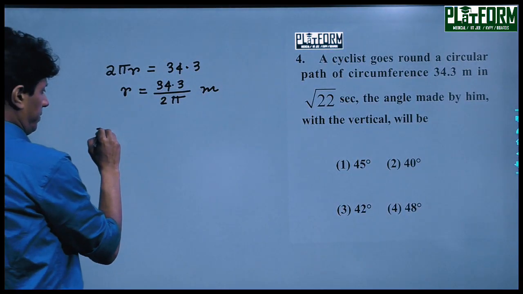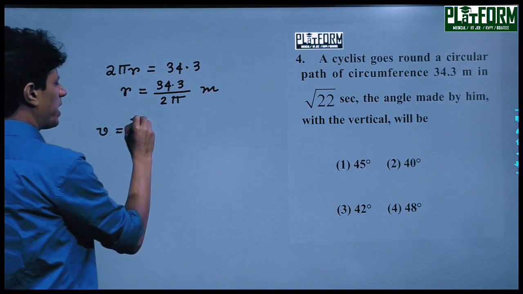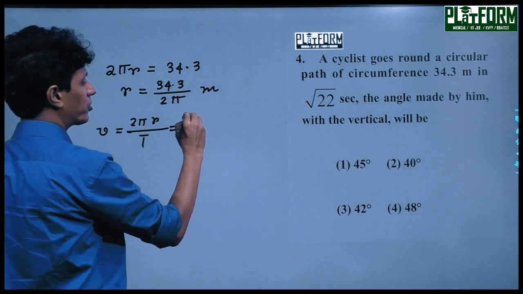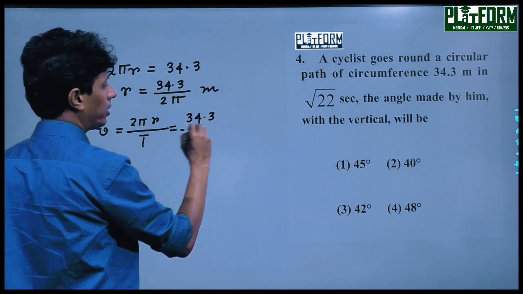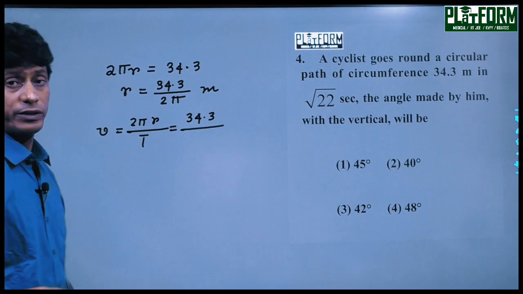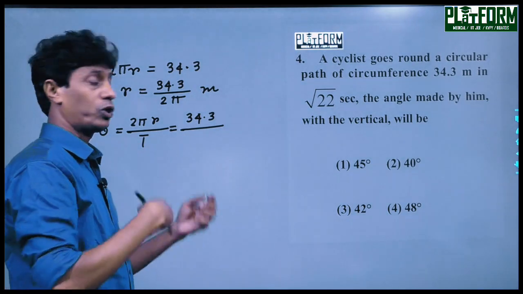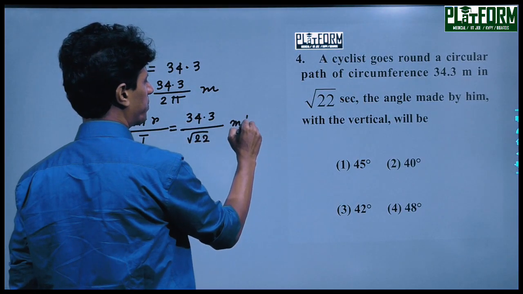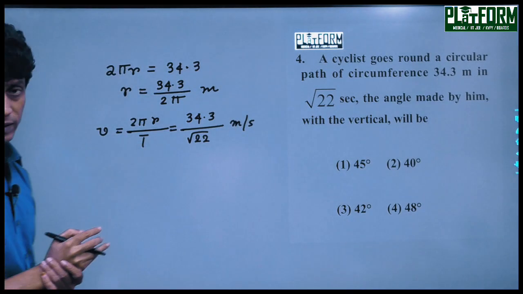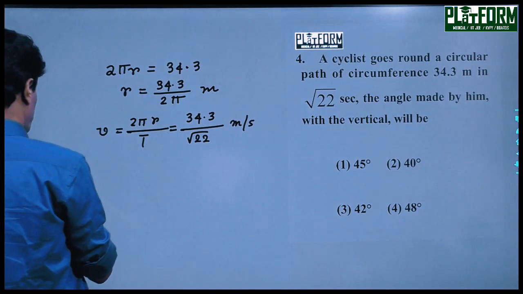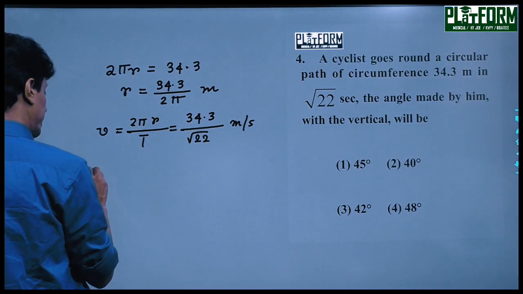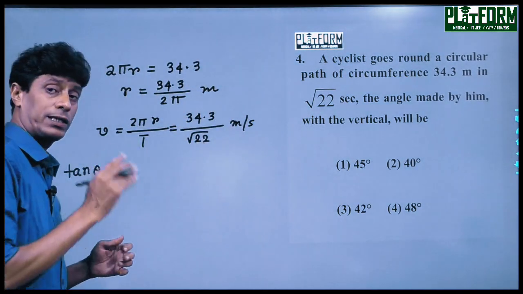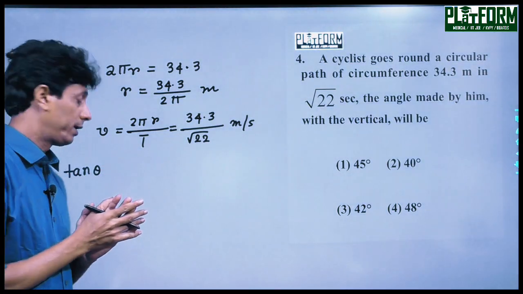And the velocity we can write, it is twice pi r by t. So actually it is 34.3, the total circumference given in the problem, and the time taken to cover this circumference is root over 22 seconds. This is meter per second, the velocity of the cyclist. We know theta is the angle of leaning with the vertical. The cyclist has to lean with the vertical at some angle, and this angle is theta.